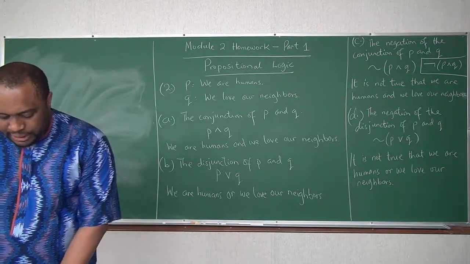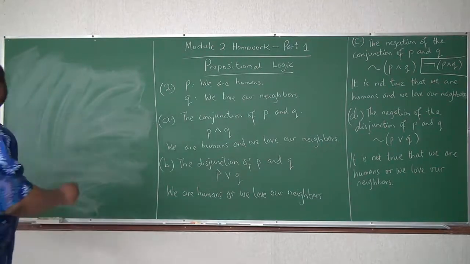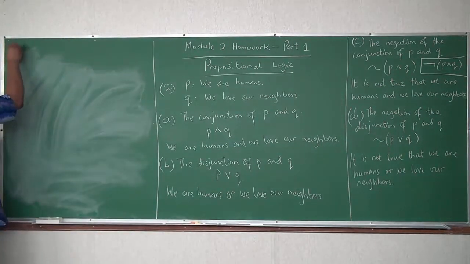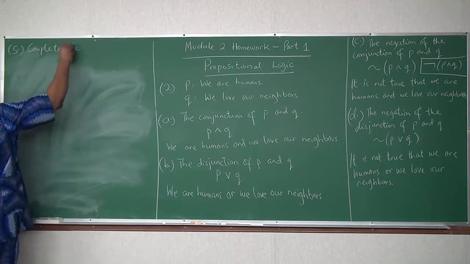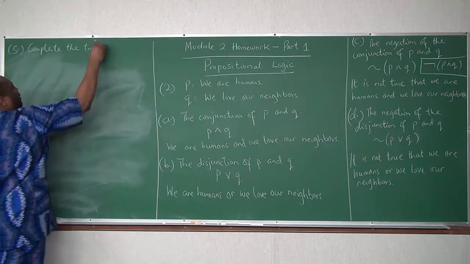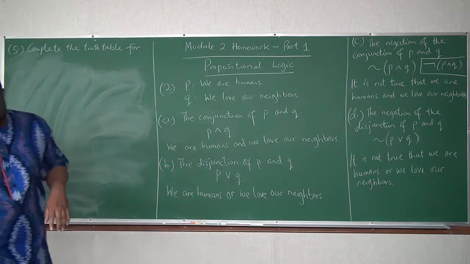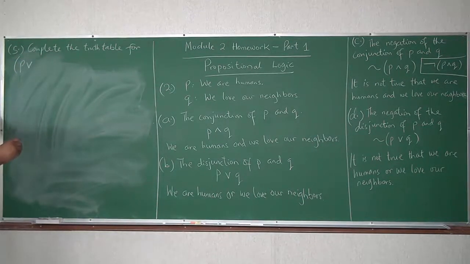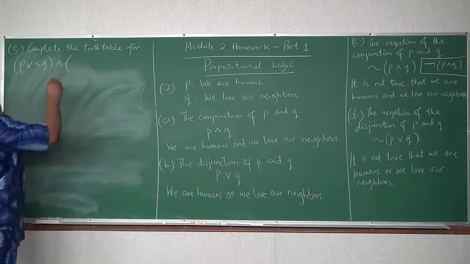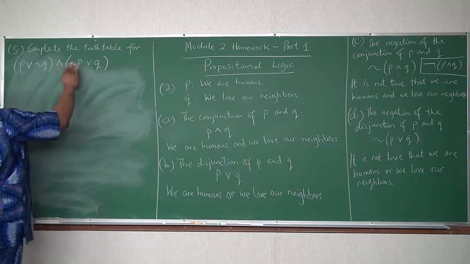Question 5, truth table. Question 5 is propositional logic. Complete the truth table for the propositions P or not Q and not P or Q.